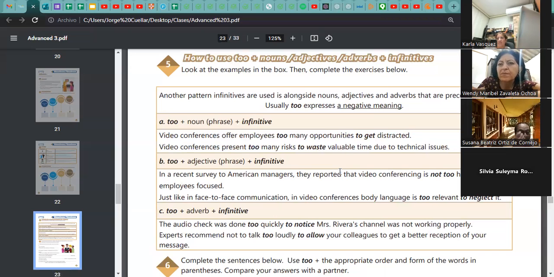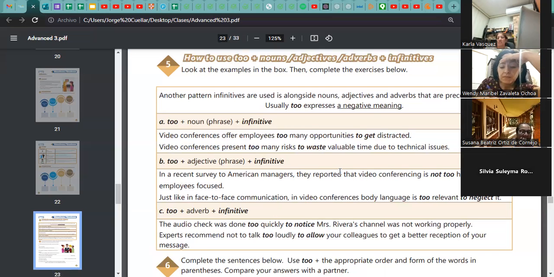Remember that too most likely is going to express a negative meaning, meaning that too marks something not good, right? So that's why we need to be very careful when you use too and very. If you say you are very fast, that is good. Hey, you're very fast. But if you say you are too fast, that is not good. Oh, you're too fast. I don't like it.